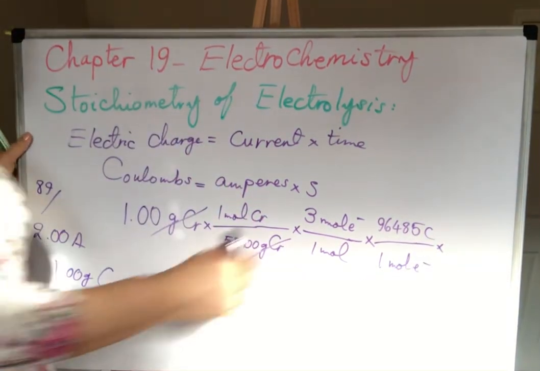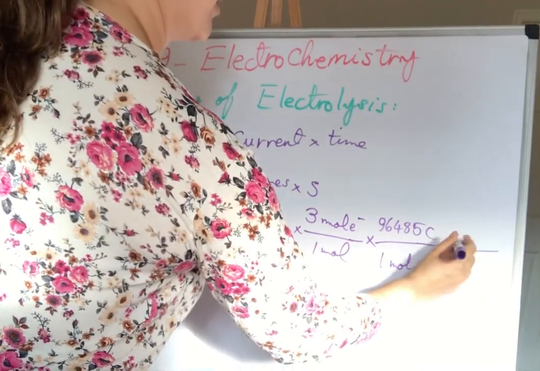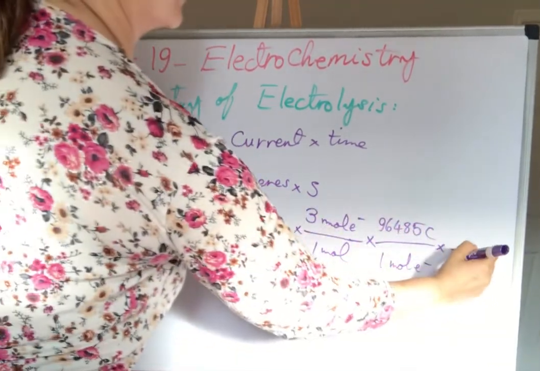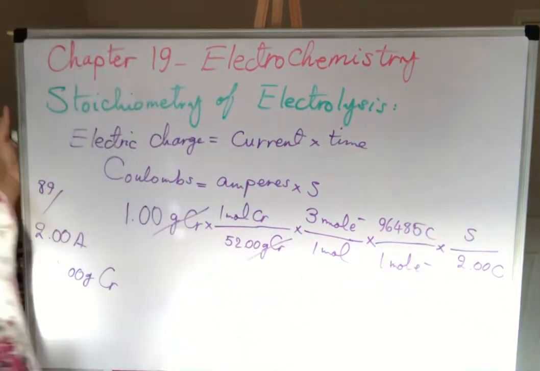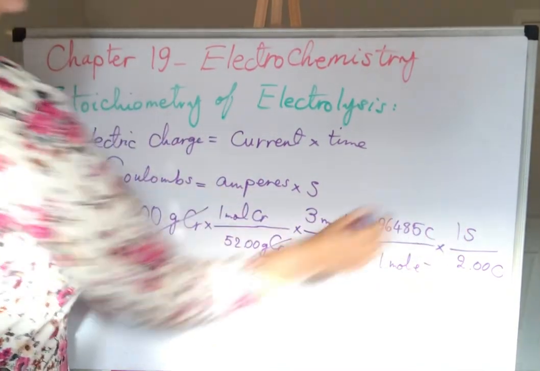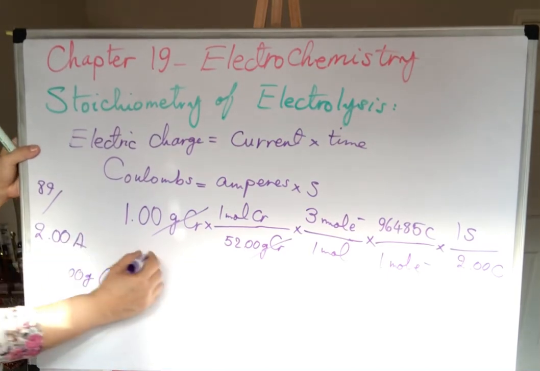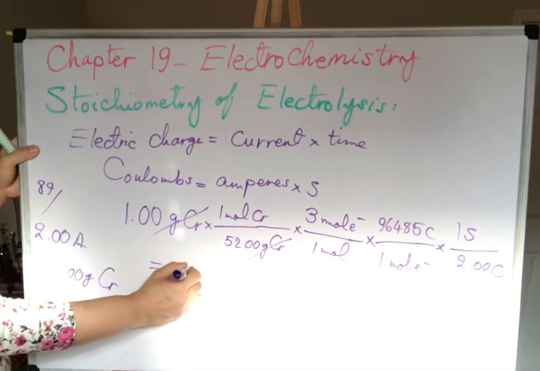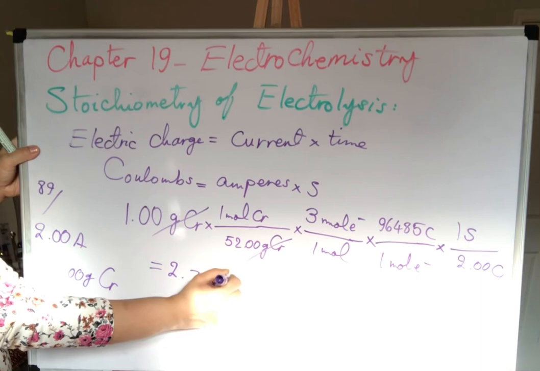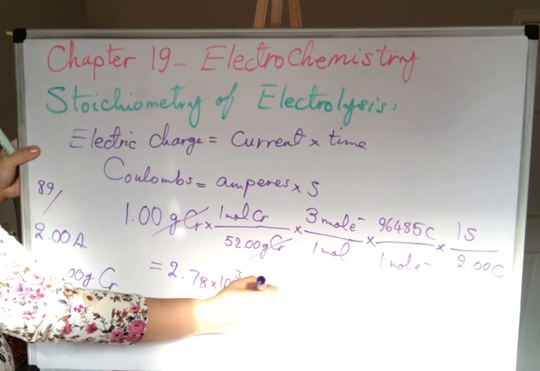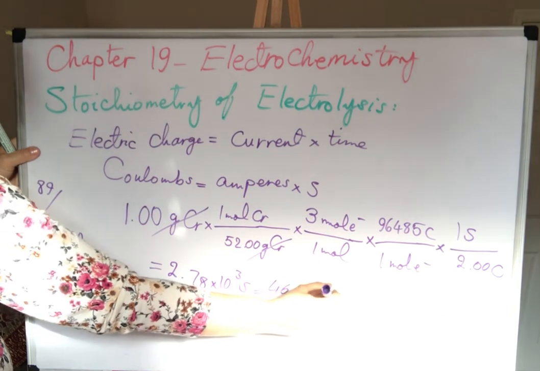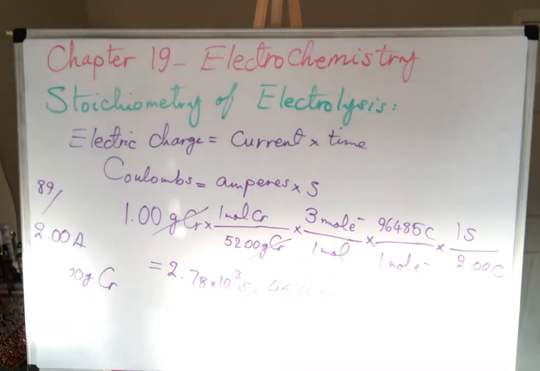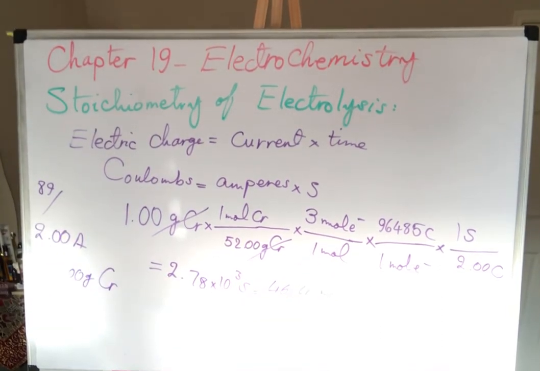And the current, amperes, is 2 coulombs per second in 1 second. So the answer is going to be 2.78 times 10 to the 23rd seconds. If you change it to minutes, it's going to be about 46 minutes. That's how long it'll take.